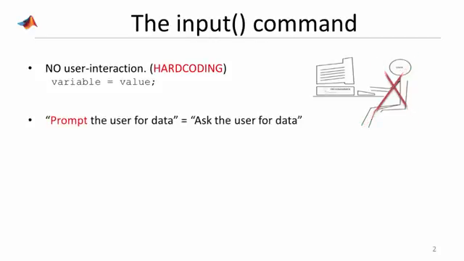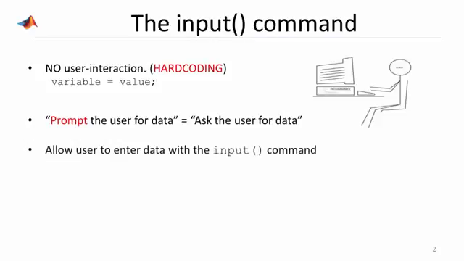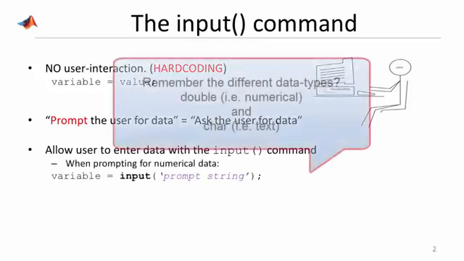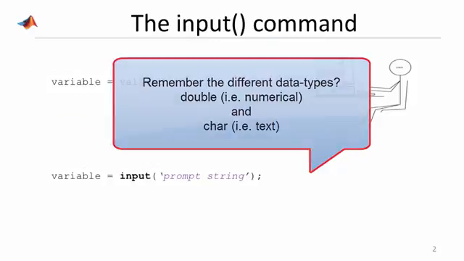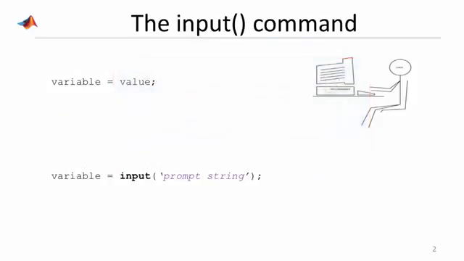If we want to prompt the user for data, which means to ask, then we need to allow interaction using the input command. And there is only one input command. However, there are two ways to use it. If you want numerical data, variable equals input and a prompt string. This is what we're going to ask the user, the words that we're going to choose to present, would you like to enter something. Notice how the beginning is identical.